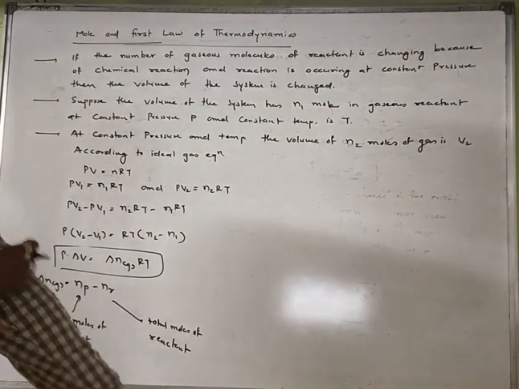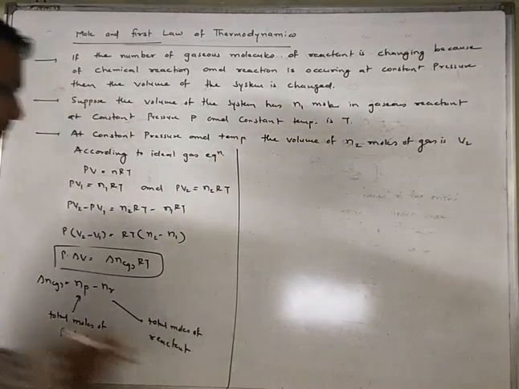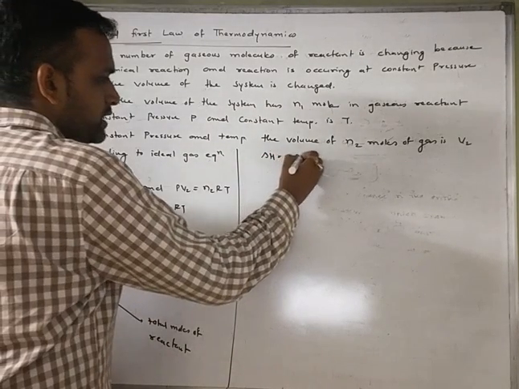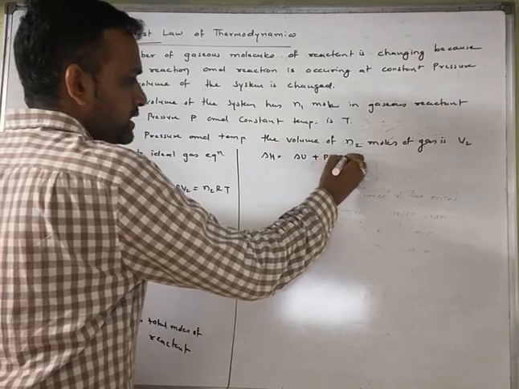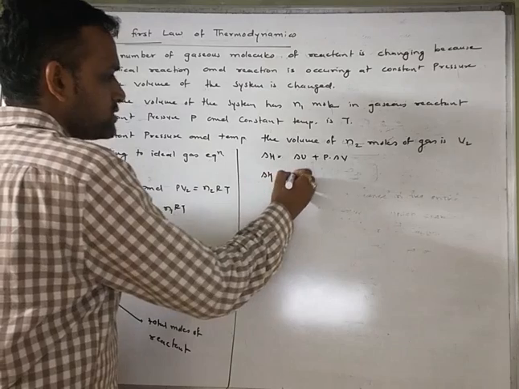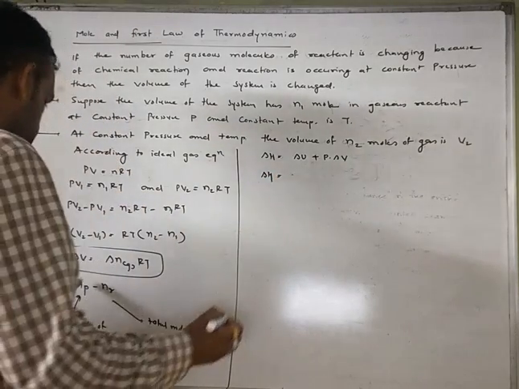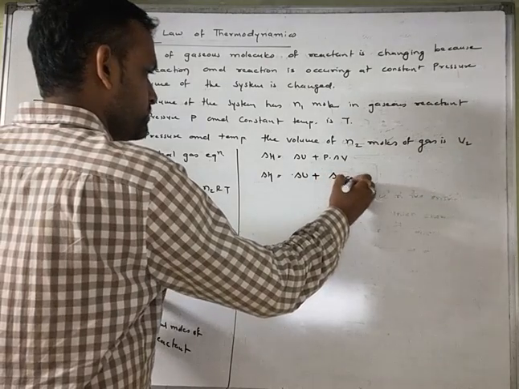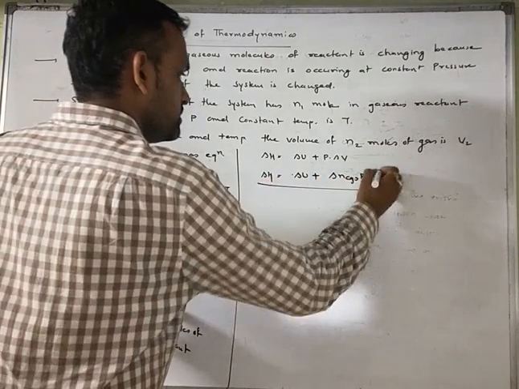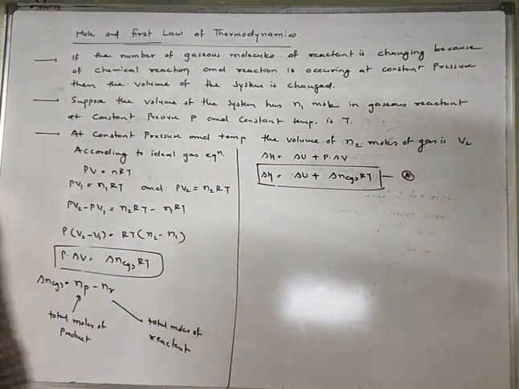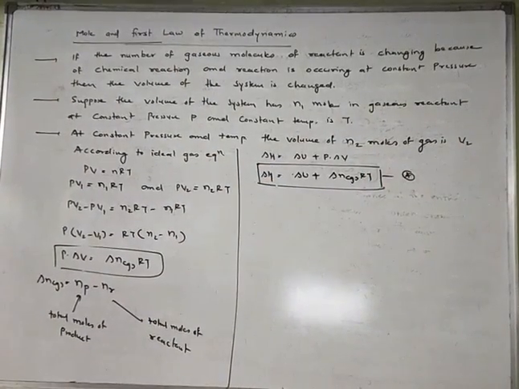Now according to the change in the internal energy, I can write here that delta H equals delta U plus P into delta V, right? So I can write delta H equals delta U plus delta Ng RT. This is the most important thing for the examples. Understand? You have to know.